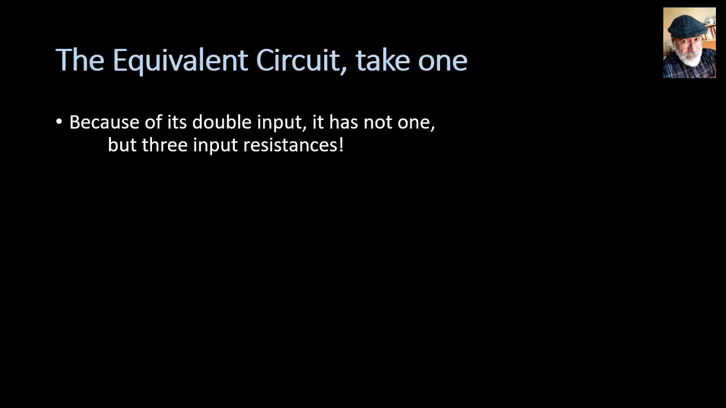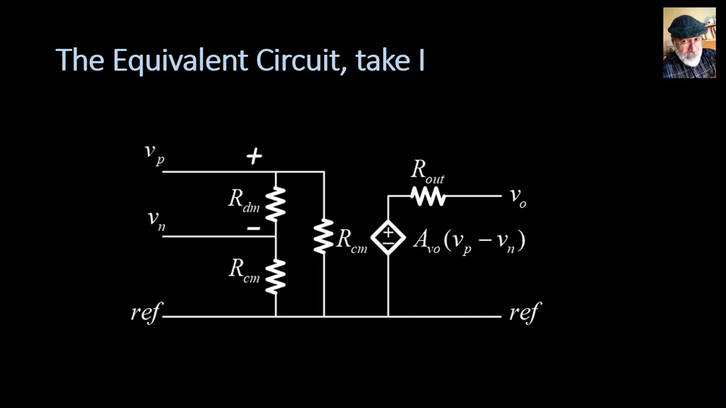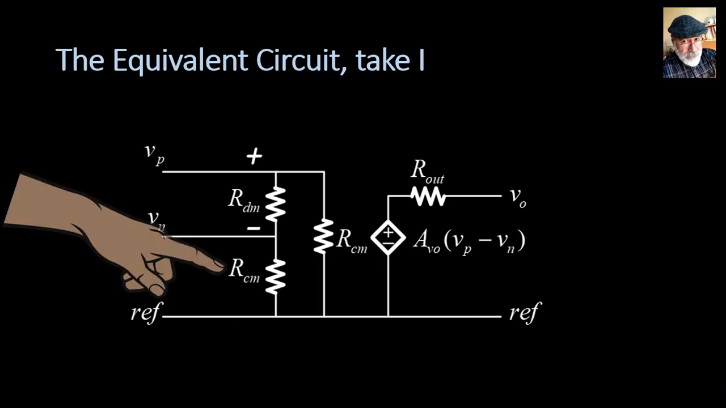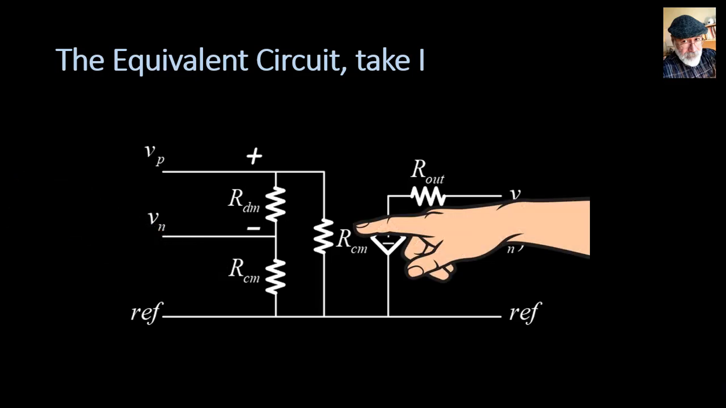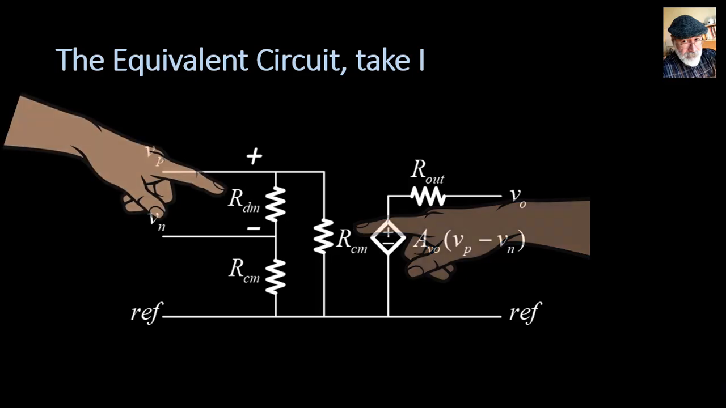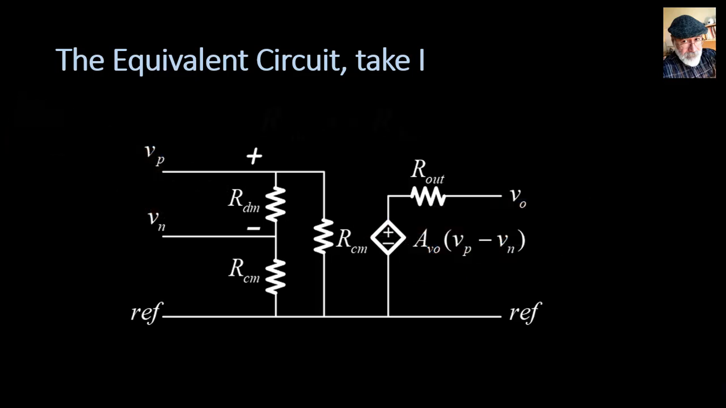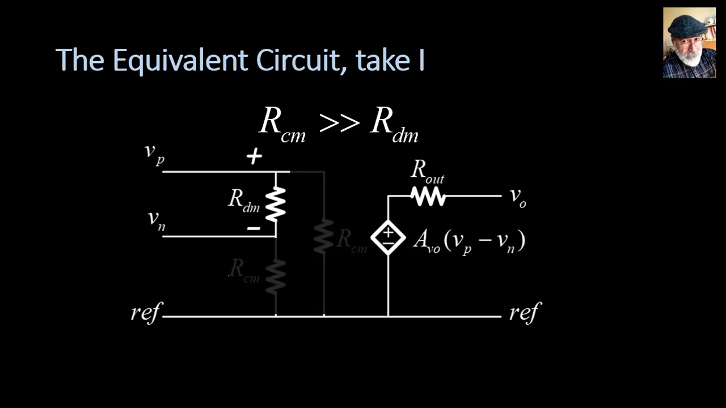The equivalent circuit has not one, but three input resistances. Three? Not two? How come? Let me show you. Here, those are the three input resistances. R common mode between each one of the inputs and the reference node, and there is an R differential mode that is between the two input terminals P and N. The value of the R common mode is so much larger than the differential mode that we will simplify the circuit further into this one. Let me redraw the circuit for convenience.